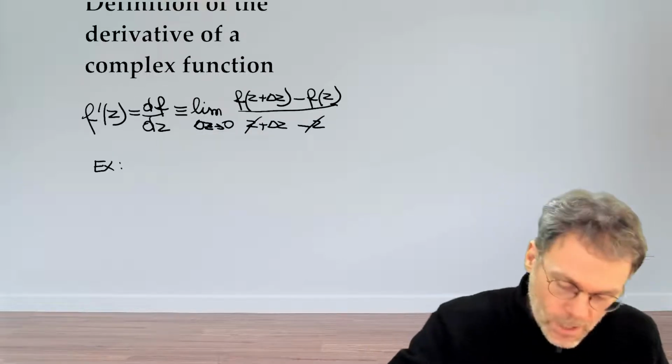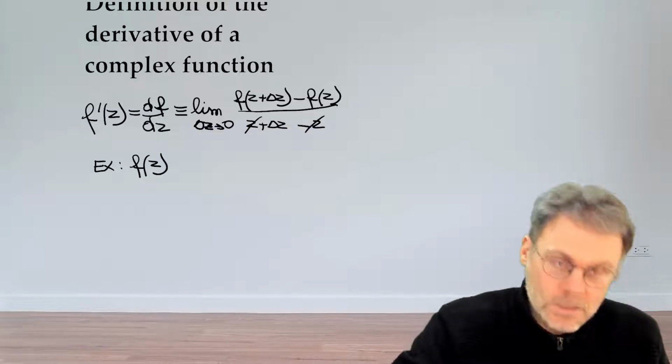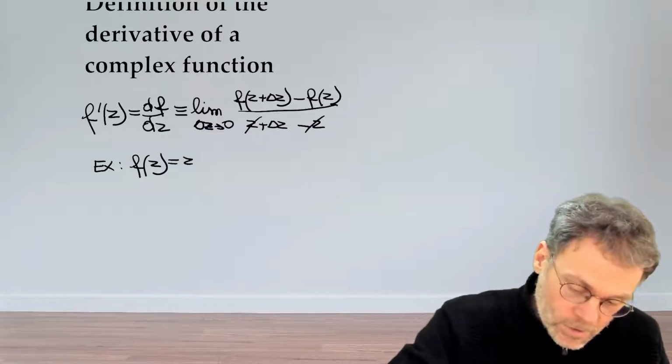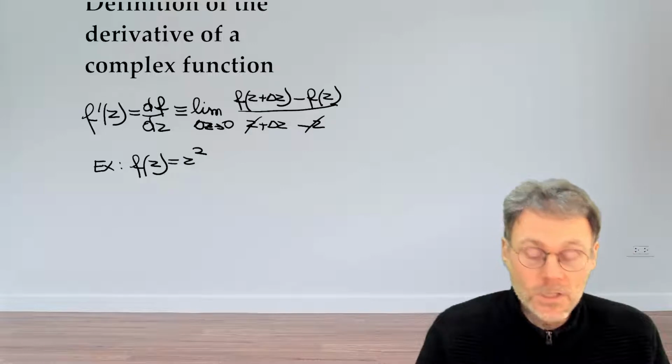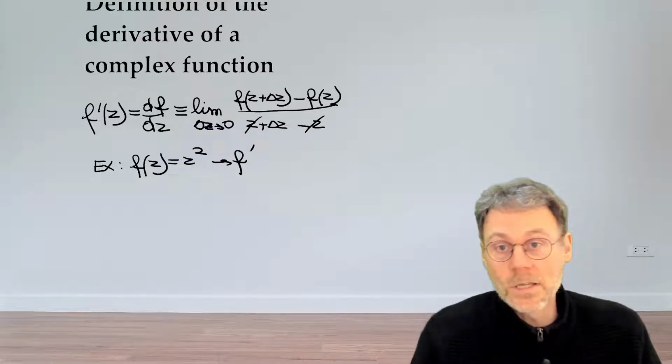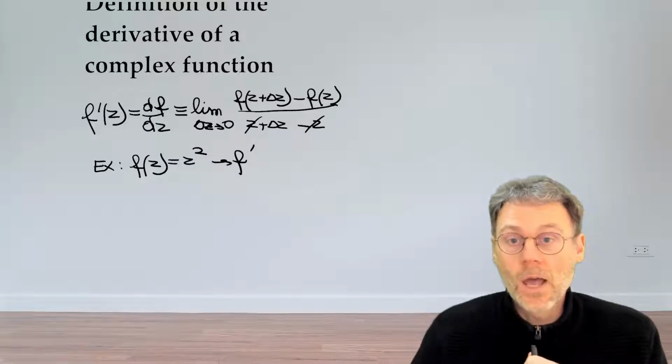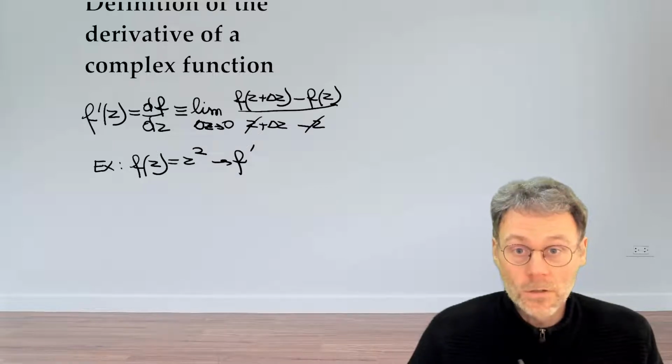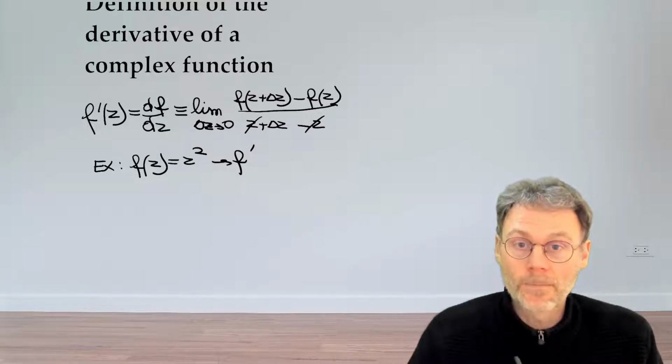Let's now do an example or a small exercise. Pause the video and try to calculate using this definition the derivative of the function f of z is z squared. So what is f prime of z in this case? Pause the video and see if you can recover the result that you intuitively expect.